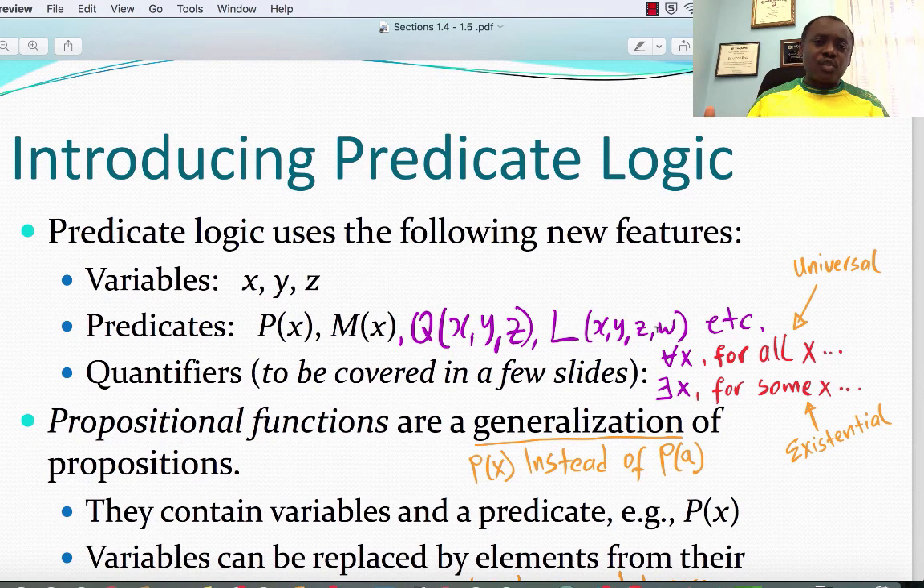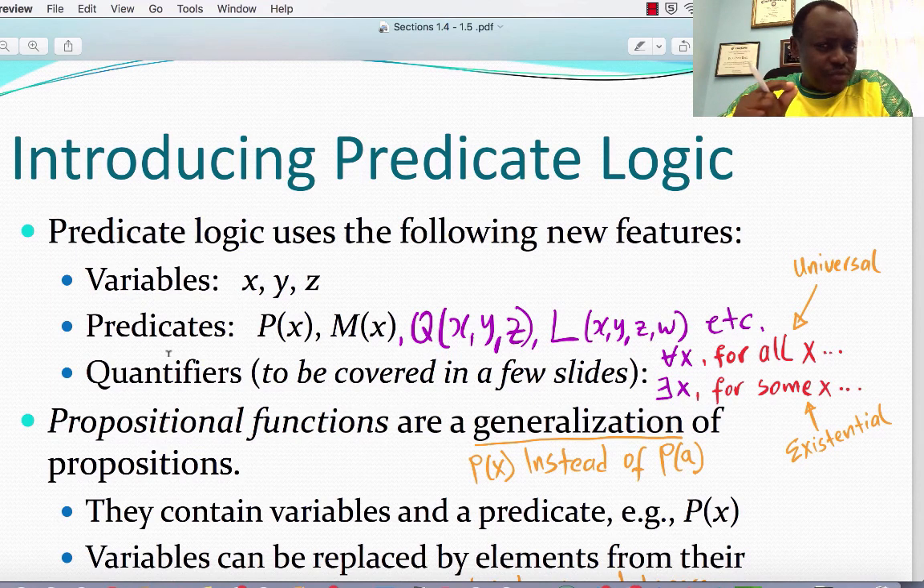The next is quantifiers, which will be covered later, but let's just go ahead and introduce that to you. Quantifiers, there are two of them. You see the symbol? The flipped A means for every or for all. So the flipped A X would mean for all X or for every X. That is known as the universal quantifier. So if you go back to our example, all men are mortal. Now we can represent that statement: for every X, P of X. P of X would mean X is mortal.